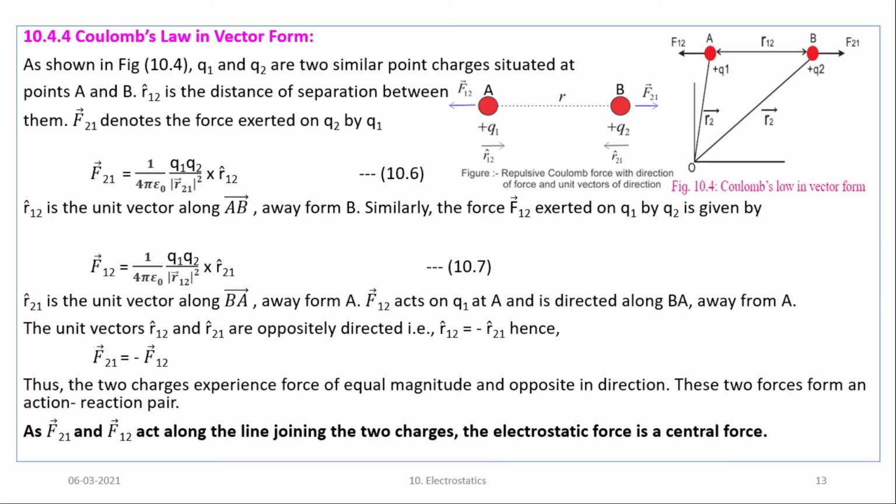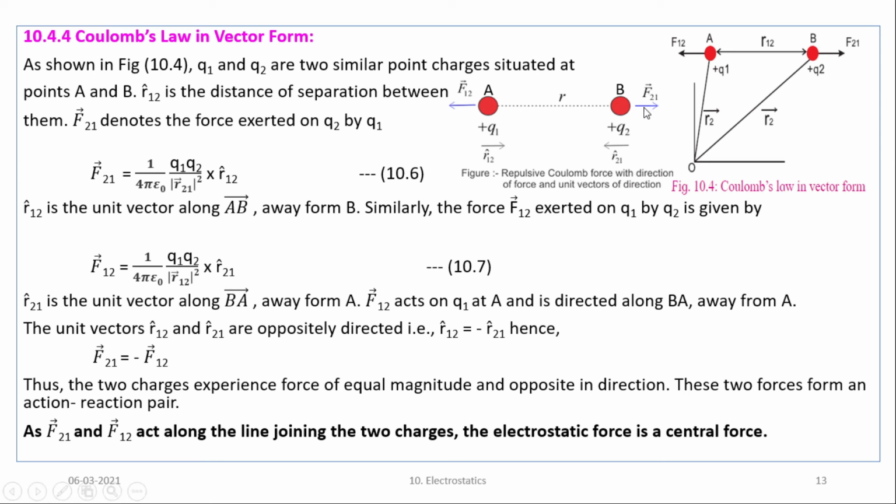Coulomb's law gives magnitude as well as direction of force of interaction between two point charges. So let us find the direction of force. For that, consider Q1 and Q2 as two similar point charges situated at points A and B. So R12 bar is the distance of separation between points A and B. F12 bar is the force exerted on charge Q1 by charge Q2 and the force F21 bar is the force exerted on charge Q2 by charge Q1.